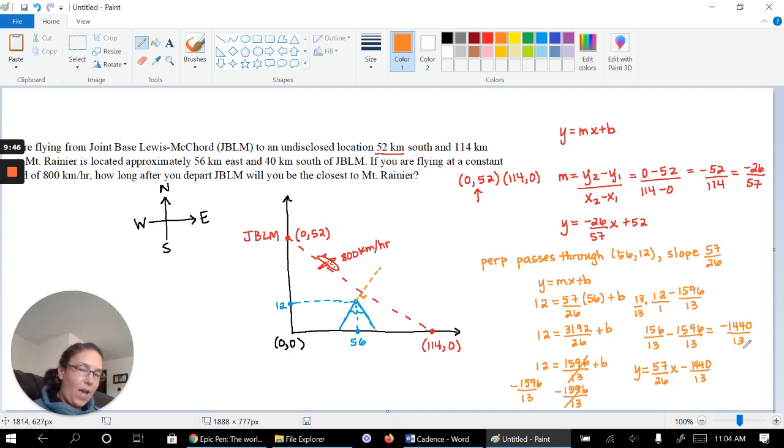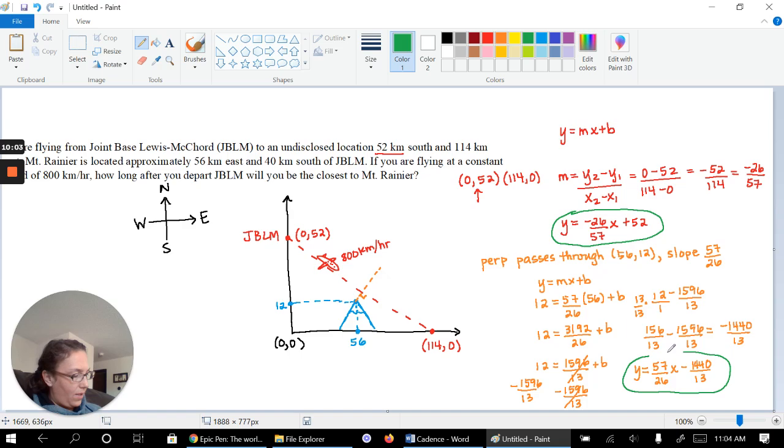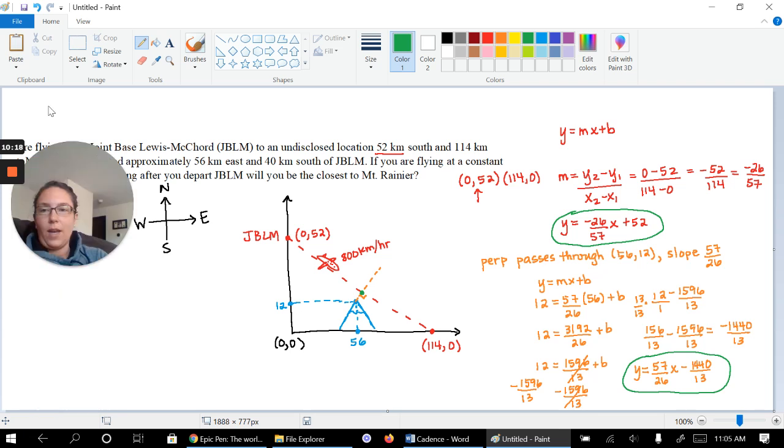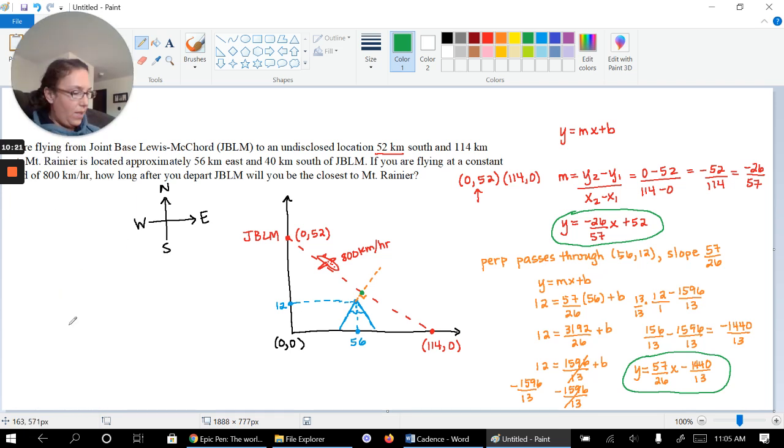Okay, so now that we have the equation of the perpendicular line and we have the equation of the plane's pathway, we need to find where those two lines intersect. So we have this line here, and we have this line here. We need to find where those two lines intersect, because that will be this point right here, and that will be the point where the plane is closest to Mount Rainier. Okay, I'm going to move my video up there. So let's come over here to the left side and solve.